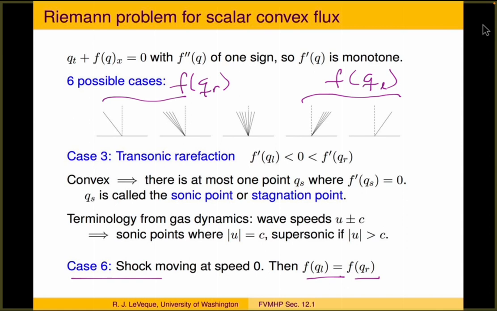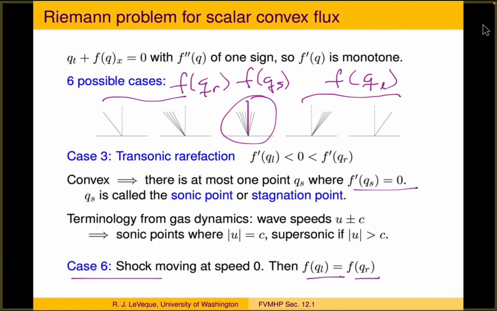But the more interesting case is this case in the middle here, in which case the flux is the flux at the sonic point qs, because that's the value that lies along the characteristic f prime equals 0, which is the characteristic that moves right along this interface as time advances. So the fact that f prime of qs equals 0 means that q is identically equal to qs on that characteristic.